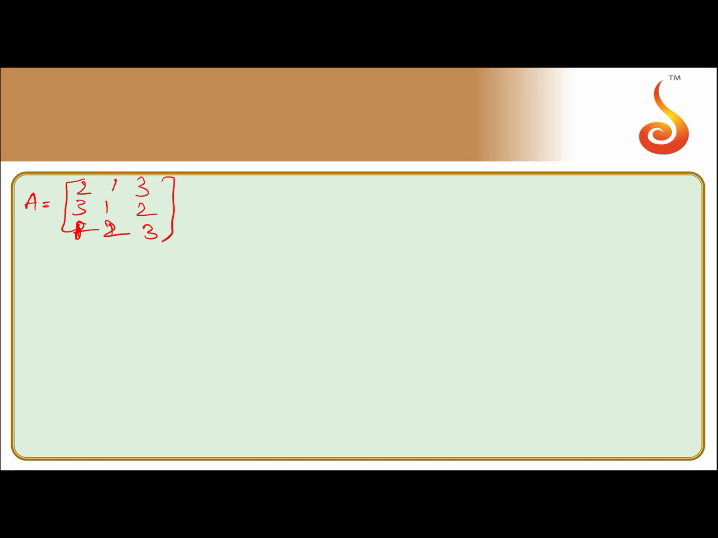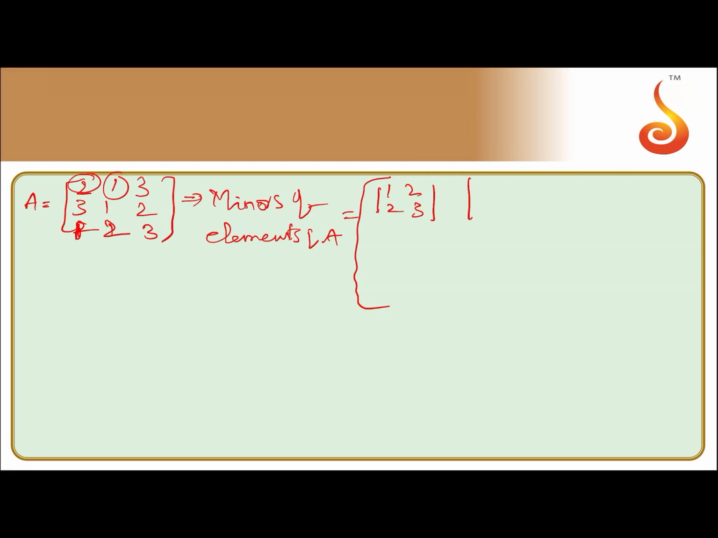Let me take up the minors of the elements of A. Let me take up the minors one by one. The first row, first column element 2, minor is equal to eliminating row and column, the determinant [1, 2; 2, 3]. And the minor of first row, second column, eliminating row and column, [3, 2; 1, 3]. Similarly, the minor of the third one, [3, 1; 1, 2]. Next, the minor of 3: [1, 3; 2, 3].